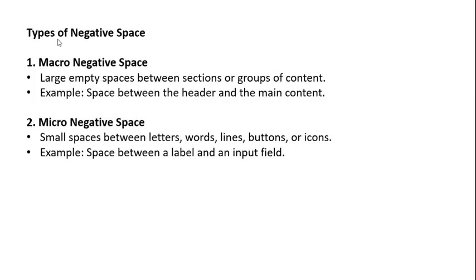The types of negative space. First is macro negative space, which is a large empty space between sections or groups of content. An example is the space between the header and the main content. Second is micro negative space, which is a small space between letters, words, lines, buttons or icons. An example is the space between the labels and the input field.